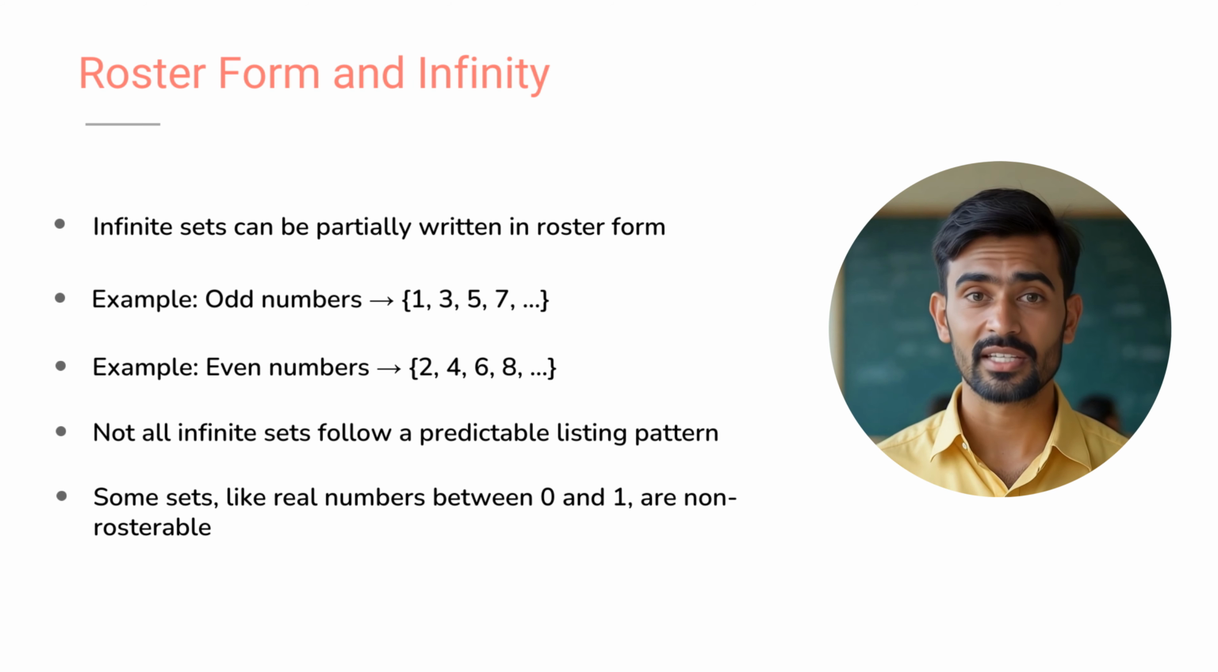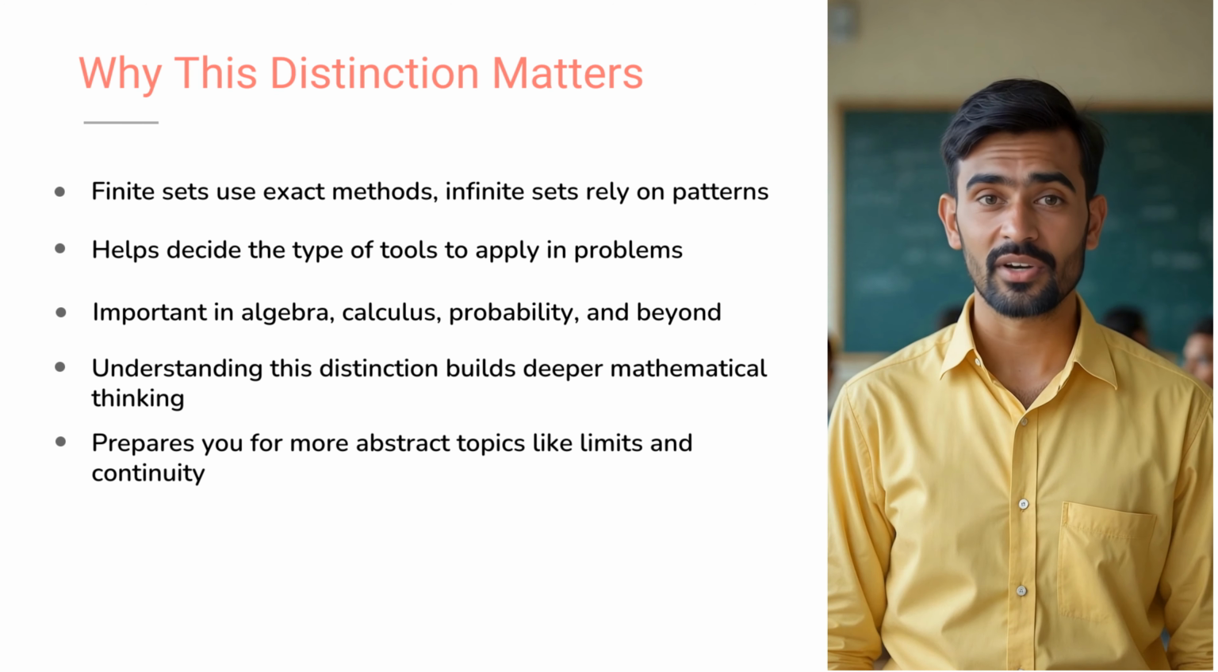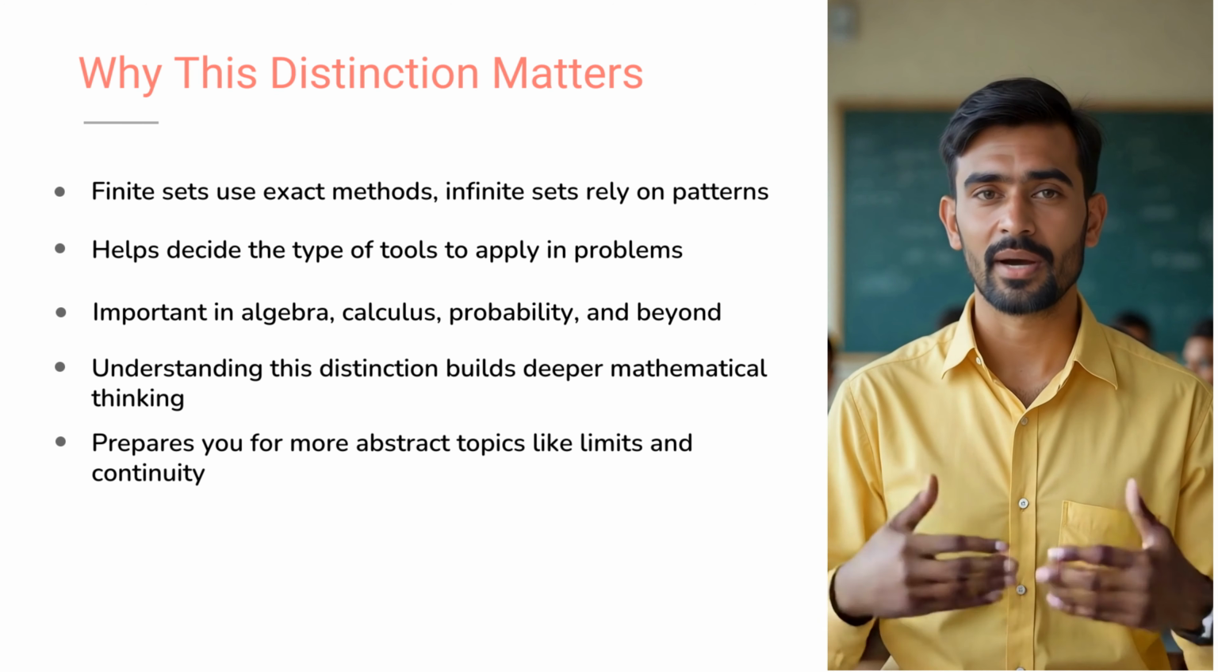You can represent infinite sets in roster form, but only partially. You show the first few elements and then add an ellipsis to suggest that the set continues. Examples, the set of odd numbers 1, 3, 5, 7, and so on. The set of even numbers 2, 4, 6, 8, and so on. But not all infinite sets can be described this way. For example, the set of all real numbers between 0 and 1, we can't list them, and they don't follow a simple pattern.